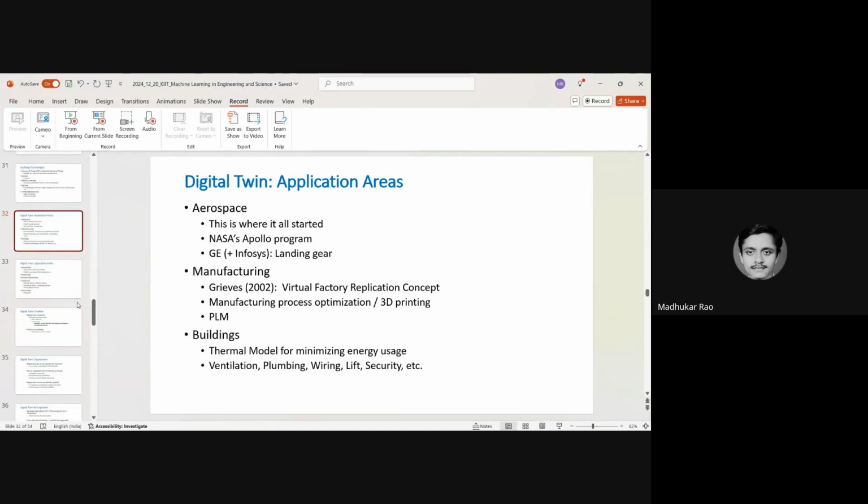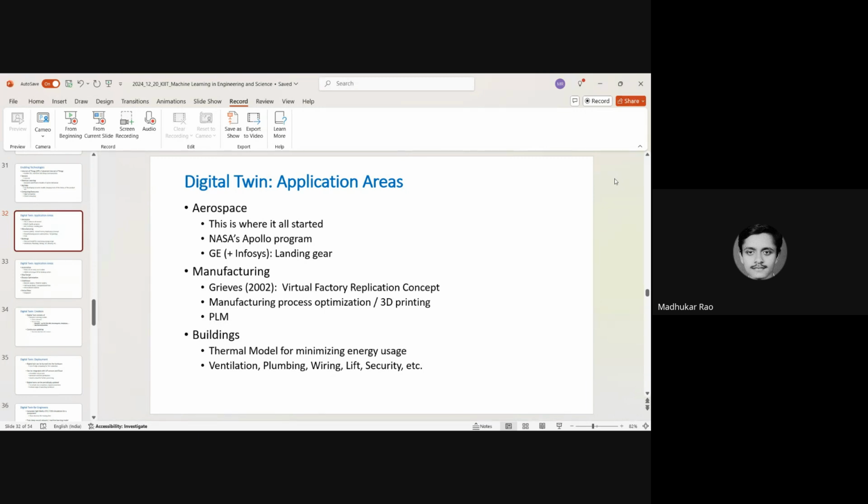Okay. So what are the potential application areas of digital twins? Aerospace is typically where it all starts, and this is where it all started. So the very first digital twin was used in NASA's Apollo program, where a mock-up on the ground was used to guide the astronauts of Apollo 13 safely back to Earth. Apollo 13, I think, was the one where the oxygen tank exploded, and they had to come back to Earth.